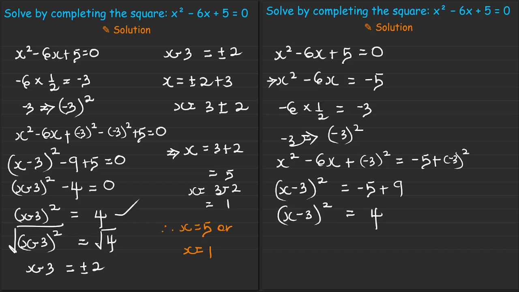This was question number 3. Now let's look at another example where a isn't going to be 1. You see, all that we've done so far, the value of a is 1. So let's look at the case where a is not 1.